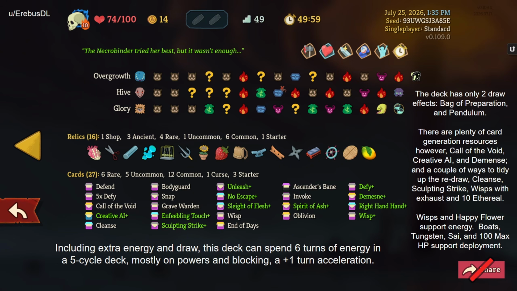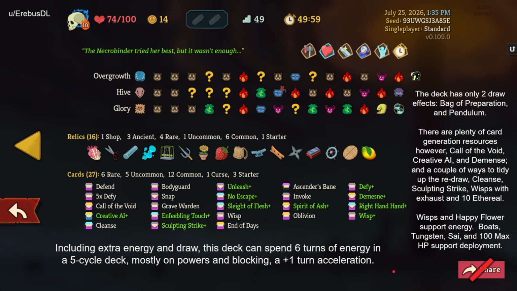There are plenty of card generation resources still, however. They've got Call of the Void, they've got Creative AI, they've got Domain. They got a couple of ways to tidy up the redraw with Cleanse and Sculpting Strike. They can feed out the Wisps, and also there's 10 ethereal cards in there as well. So if they don't need to play those ethereal cards, they can just let them expire from the deck. 5 copies of Defy. So if you ever wonder why Defy has such a high pick rate, look at runs like this one who are taking 5 copies.